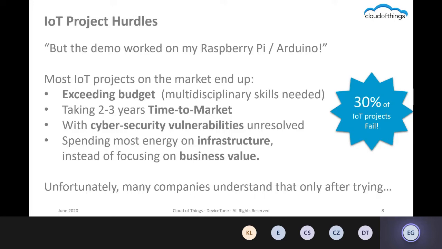And most importantly, they spend most of their time on developing the infrastructure for the project instead of focusing on the business problem and the business value they want to bring to their customers. Okay, so this is the problem scope that we see for product companies.